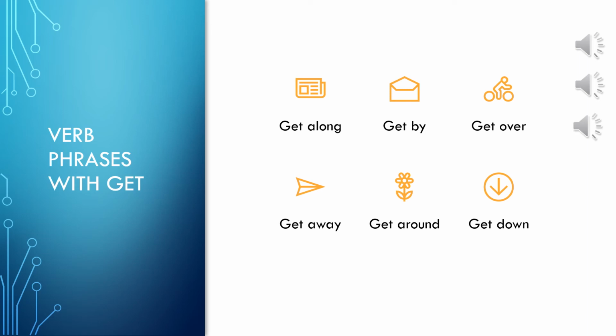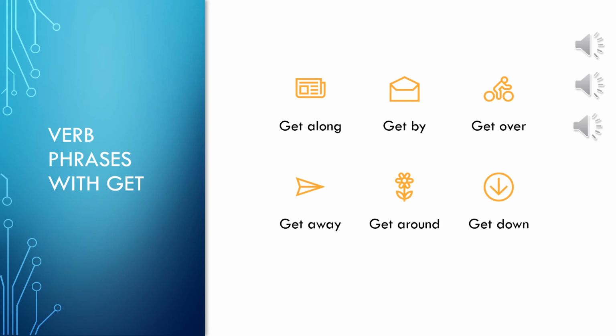Okay, below are some of the verb phrases given with the word get: get along, get by, get over, get away, get around, and get down. First of all, we should know the meanings of these words, what these words mean. So the first word is get along.